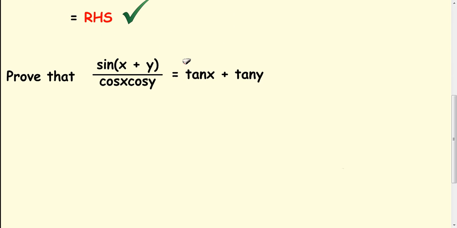Okay, a wee bit more complicated here. We've got to prove that this here is equal to tan x plus tan y. So we'll start again with the left hand side, and we look to see what we can do. Now sin of x plus y, you can use your addition formula to expand that to sin x cos y plus cos x sin y. So let's do that.